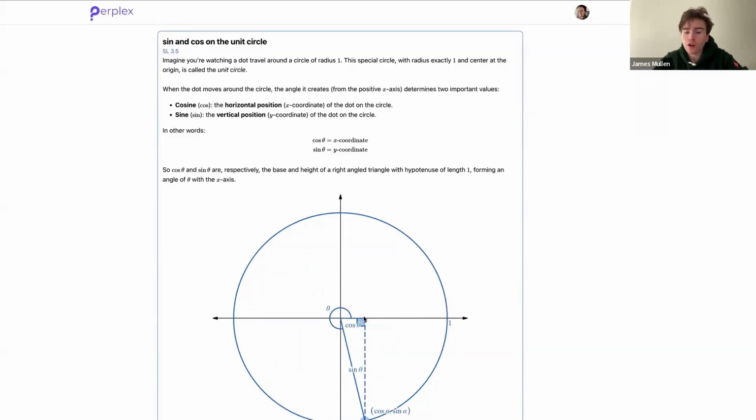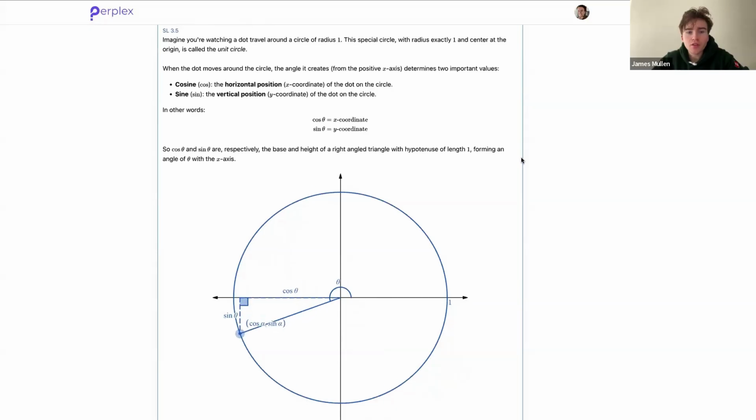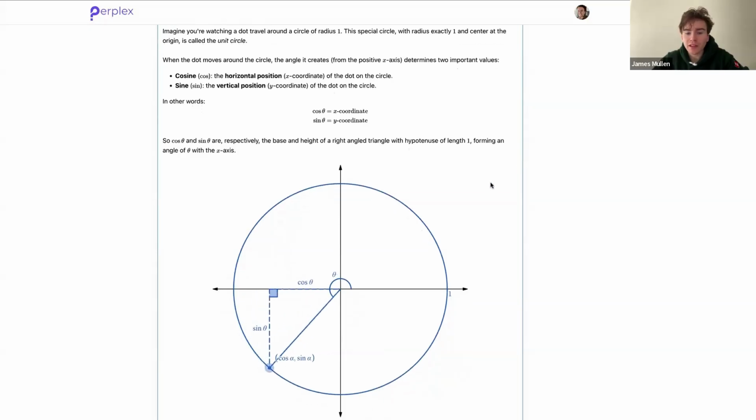It determines the horizontal position of the point, and it determines the vertical position, or the y-coordinate of the point. And it determines those using cosine and sine. So the x-coordinate of the point is going to be cosine theta, and the y-coordinate of the point is going to be sine theta. All right? So cosine and sine are, respectively, the base and height of a right angled triangle with a hypotenuse of 1.